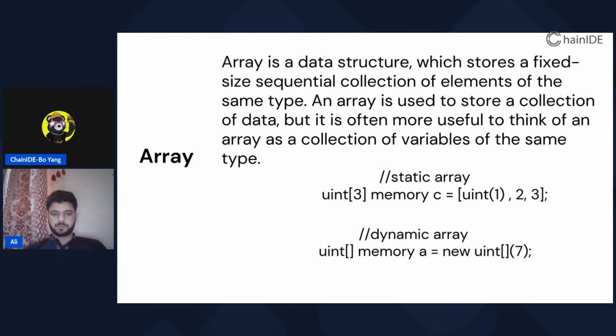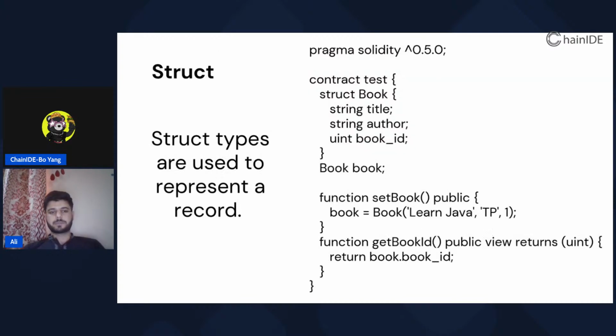So there are two types of arrays, static arrays and dynamic arrays. In static arrays, we define the length of the array in advance. But in dynamic arrays, we don't define the length of the array in advance. So this is the difference between static arrays and dynamic arrays.